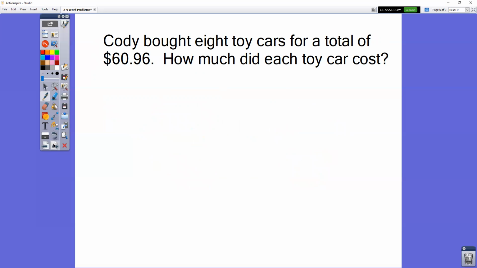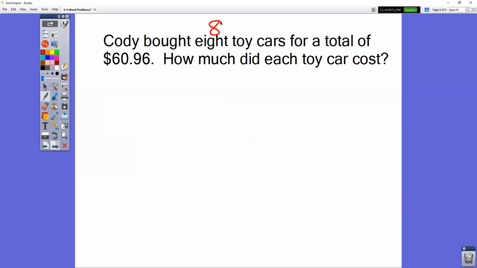Cody bought 8 toy cars for a total of $60.96. How much did each toy car cost? So there's 8 toy cars. One of the strategies that I like to use, anytime there's a word for a number, I like to sort of put the actual number there. It makes it easier to look at. How much did each toy car cost? Well, if he spent a total of $60.96 and he bought 8 items, normally you would divide to solve it.